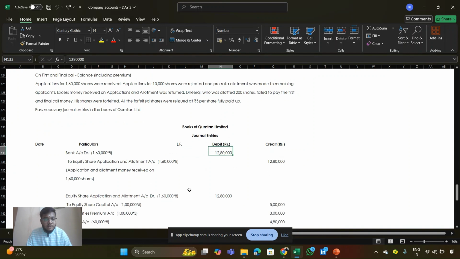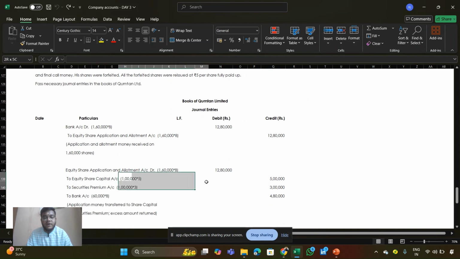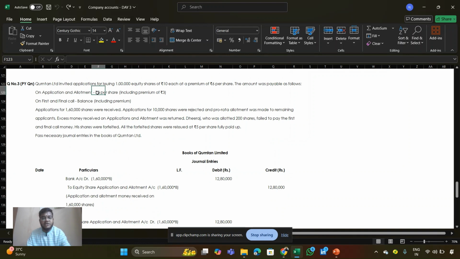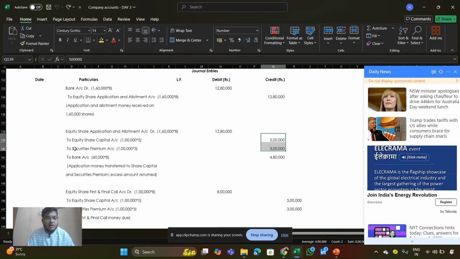Next, equity share application and allotment debit to equity share capital. We have to transfer only what they issued to share capital. They issued 1 lakh shares, so 1 lakh into 5. Why 5? Because it is 8 rupees per share including premium of rupees 3, and the premium will come under securities premium. So for share capital we transfer only rupees 5 per share: 1 lakh into 5, 5 lakh. And to securities premium, 1 lakh into 3, 3 lakh. So 8 lakh is done.